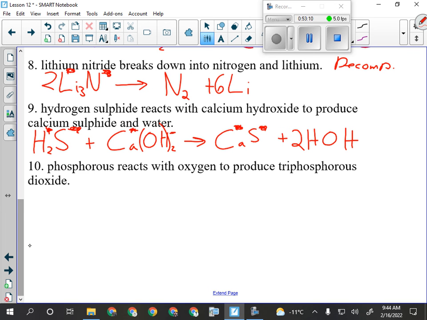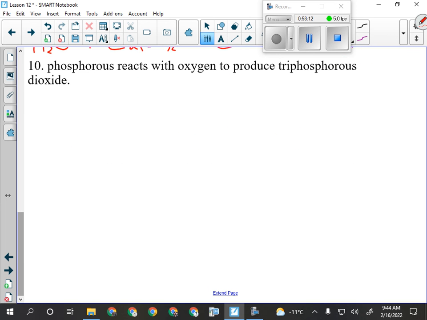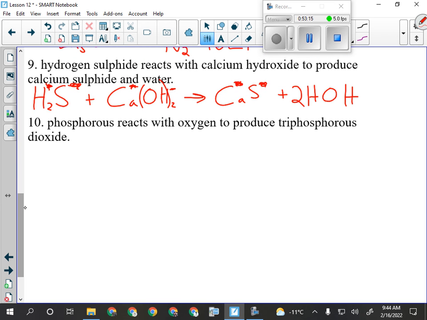All right, for number 10, this is another one where special elements play a big part. Phosphorus, P4. It's one of those special ones. It comes as a P4 when it's by itself. It's reacting with oxygen. This is one people rarely forget. Everybody writes oxygen as O2, but it's one of our molecular elements that we have to remember does that. So those 2 things are reacting. What kind of reaction is that? It's synthesis. There's 2 elements reacting to form a compound, triphosphorus dioxide.